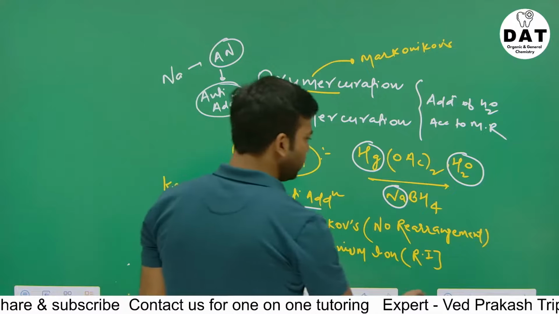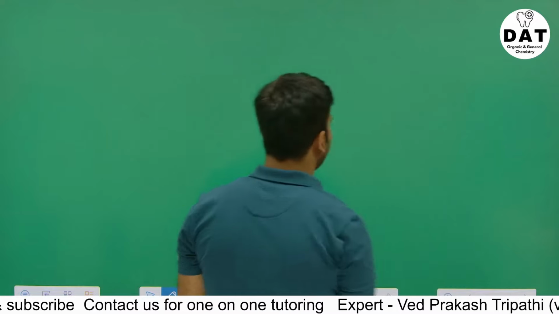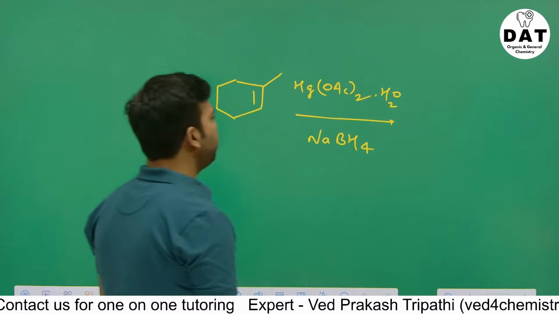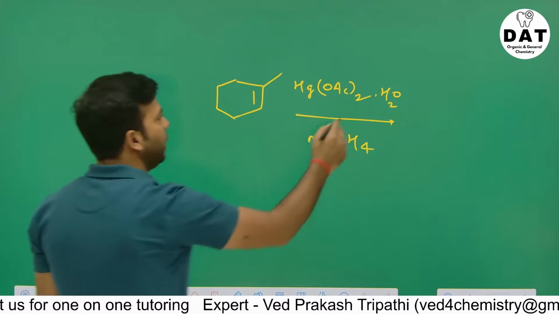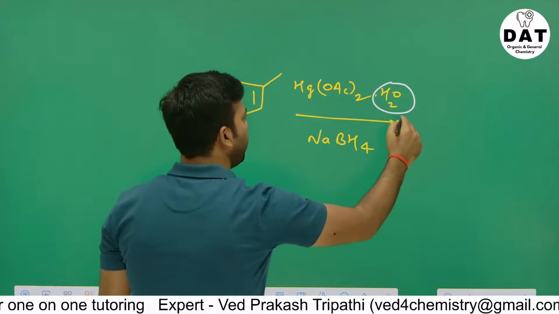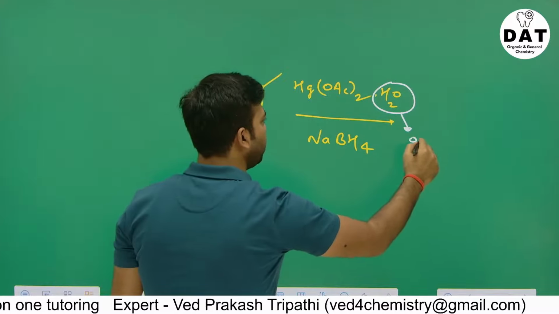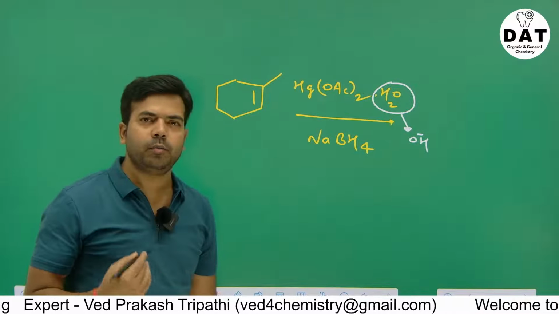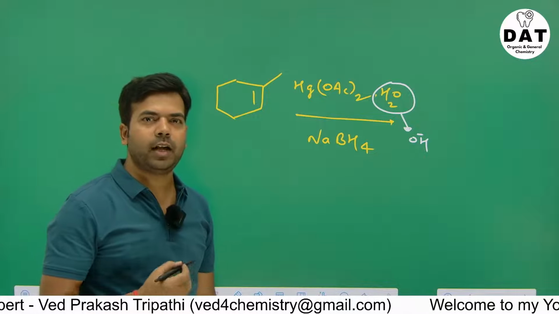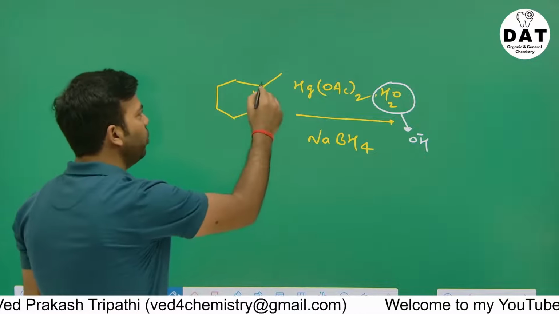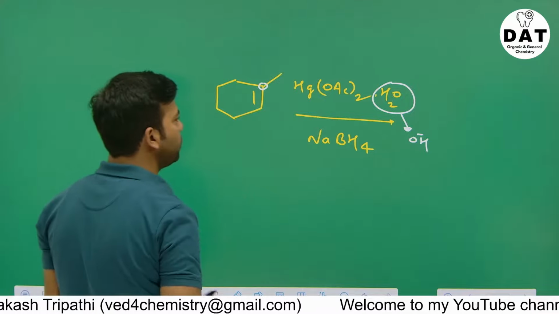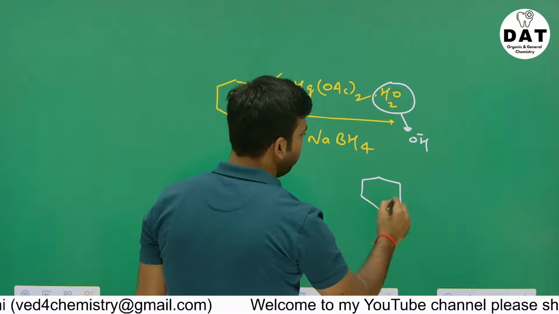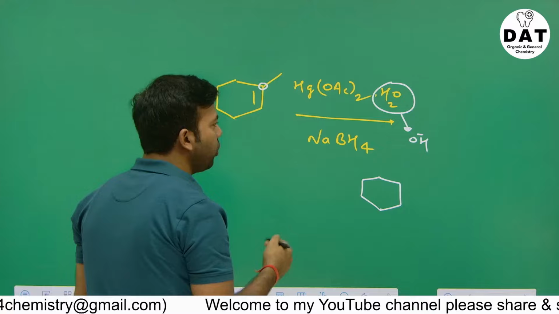So let's discuss the reaction of it. Suppose we have this reaction, clear? And H2O is a nucleophile. So in H2O, the OH minus is the negative part. So what is Markovnikov's rule? According to Markovnikov, the negative part will attack the carbon which is more substituted. So this carbon is more substituted. So OH will be here.